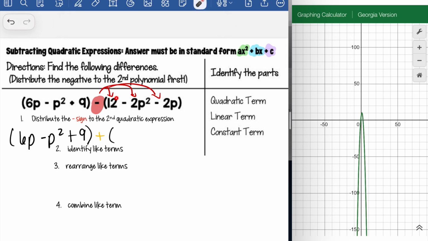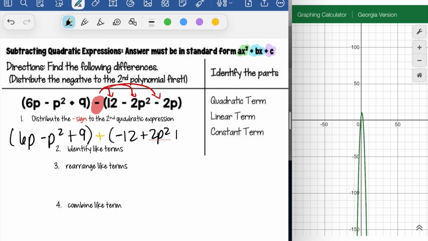Negative times a positive 12 would be negative 12. A negative times a negative 2p squared would be positive 2p squared. And a negative times a negative 2p would be a positive 2p.